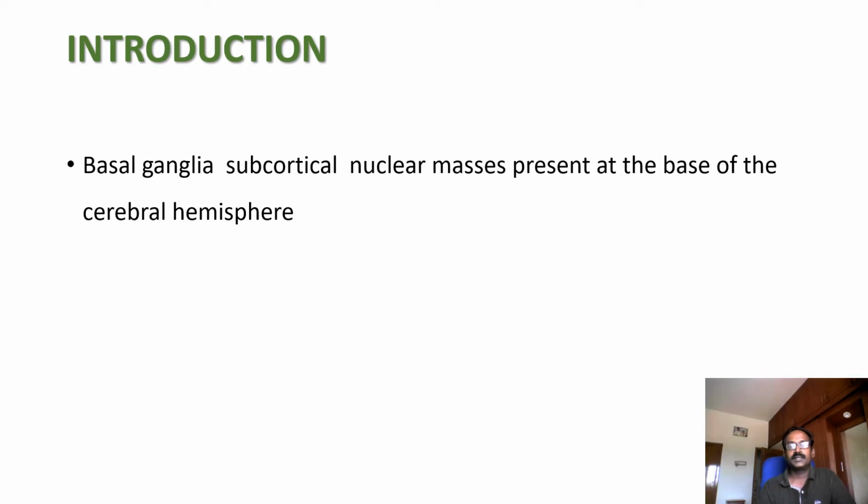Basal ganglia is a group of gray matter nuclei situated in the base of the forebrain, just above the brainstem in the subcortical area. It is important for the planning and programming of movement.